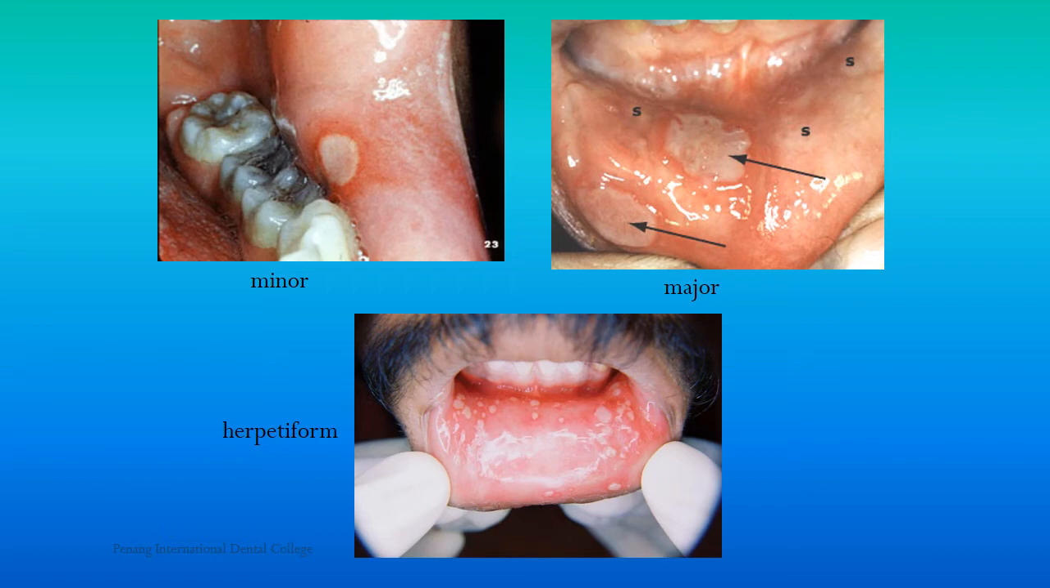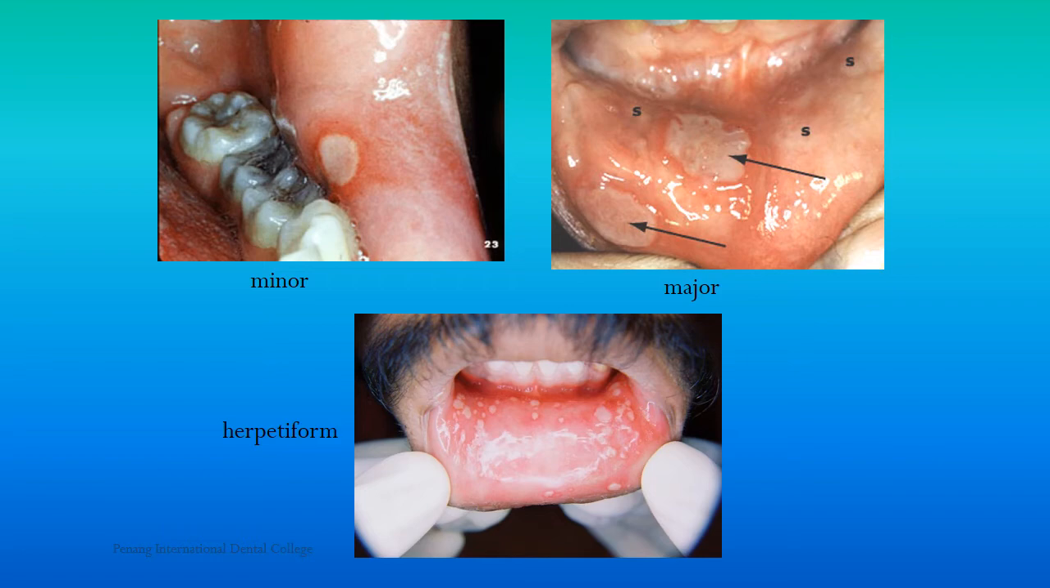And when it comes to recurrent aphthous ulcers, it occurs as simple and complex aphthosis. The complex aphthosis is usually severe, with almost continuous ulcerations, disabling, large and severe lesions, whereas the simple form is usually smaller in size, with few lesions, and usually minor or herpetiform.